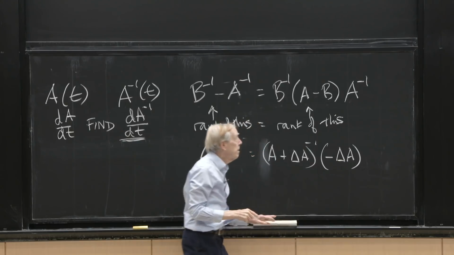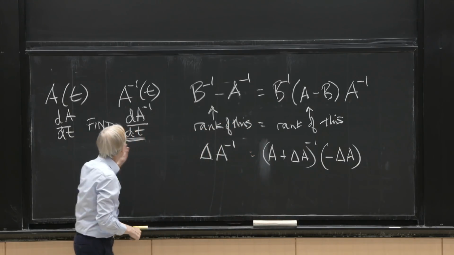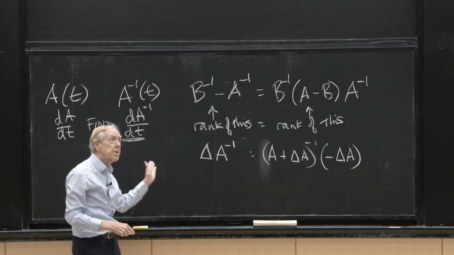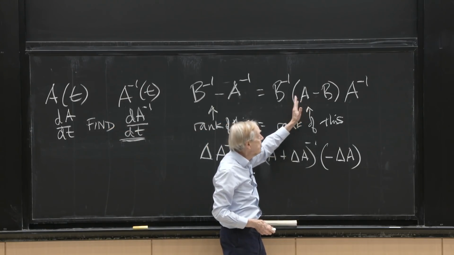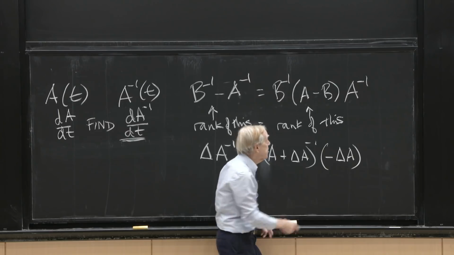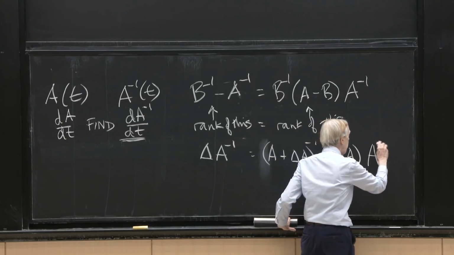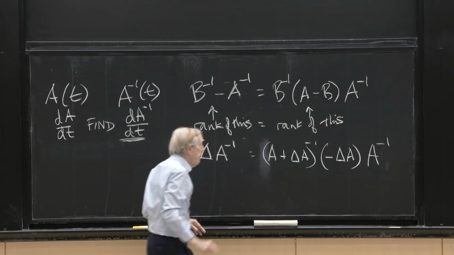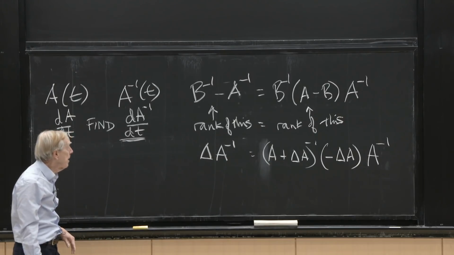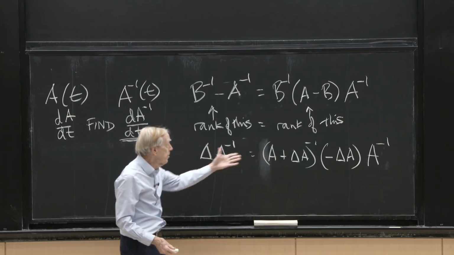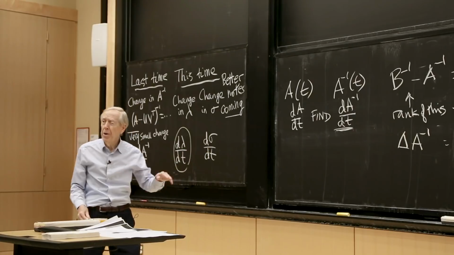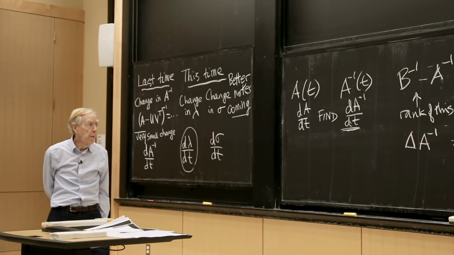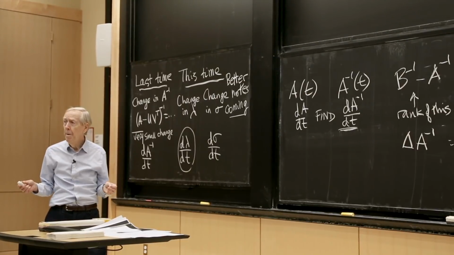Right? The change from A to B is the change. Here I'm looking at the difference A minus B, so it's minus the change, and here I have A inverse. I haven't done anything except to introduce this delta and get B out of it and bring delta in. Okay, now I want to do calculus.